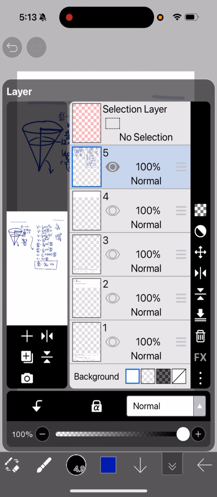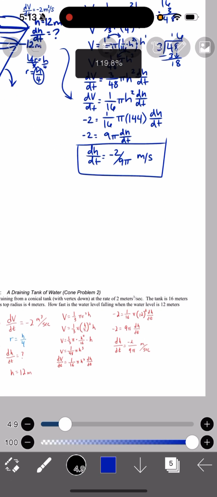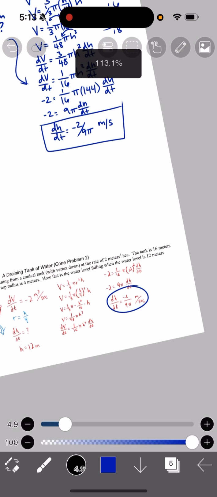And let me check that. Yep, that's right. So that's how you would solve a cone problem.